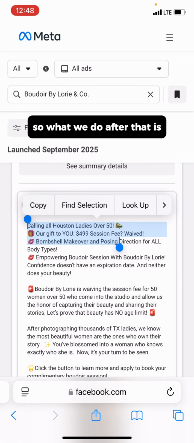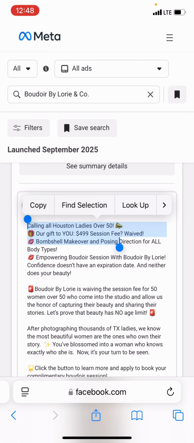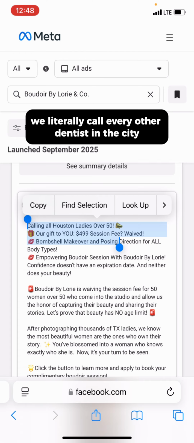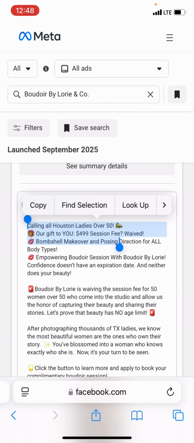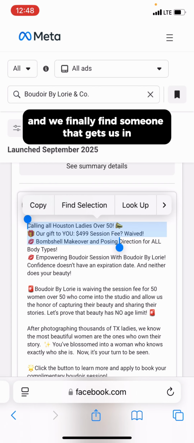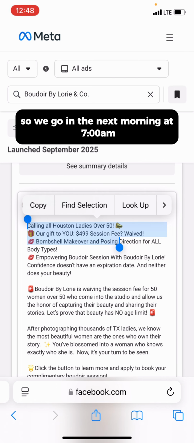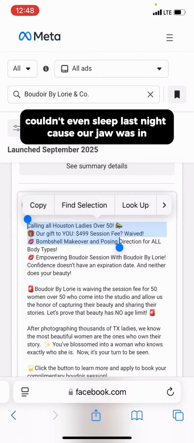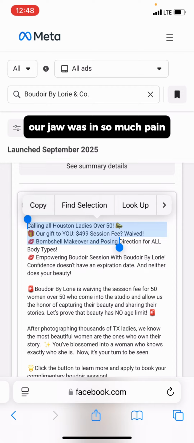So what we do after that is we literally call every other dentist in the city, and we say, can you get me in at 7 a.m.? Can you get me in at 7 a.m.? And we finally find someone that gets us in. So we go in the next morning at 7 a.m. Couldn't even sleep last night because our jaw was in so much pain.